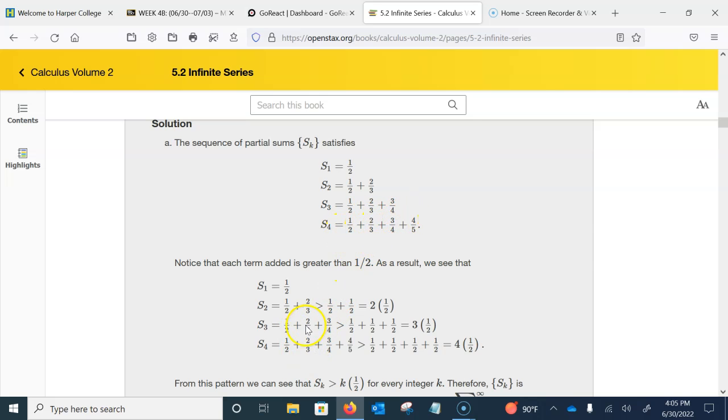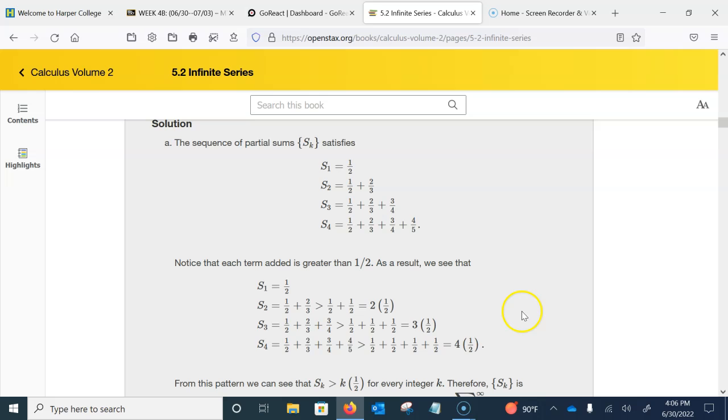For the third partial sum, I've got 1/2 plus 2/3 plus 3/4. And the same thing: this 2/3 is bigger than 1/2, and this 3/4 is bigger than 1/2. So S sub 3 is going to be bigger than 1/2 plus 1/2 plus 1/2, or 3 times 1/2. Similarly, S sub 4 is 1/2 plus 2/3 plus 3/4 plus 4/5. And each of these terms in the sum are bigger than 1/2 from the second to the fourth. So that's going to be bigger than 1/2 plus 1/2 plus 1/2 plus 1/2, or 4 times 1/2.